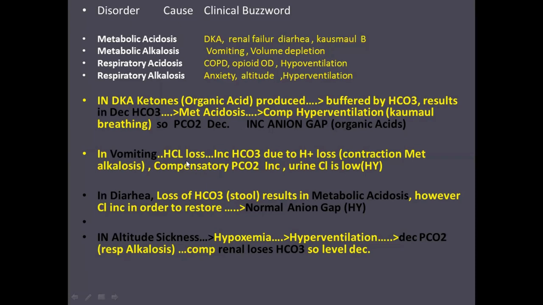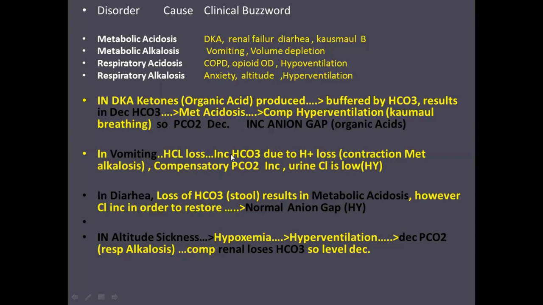In vomiting, you are losing your HCl, so excess HCl is lost. What will happen now? Hydrogen is lost. As a result, bicarbonate is increased, due to the hydrogen loss. So what will result? There is contraction metabolic alkalosis.